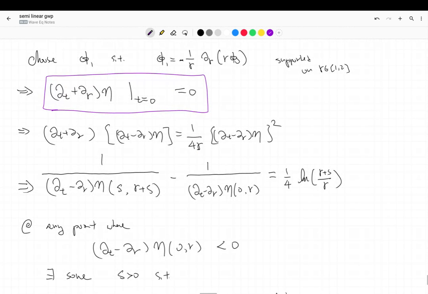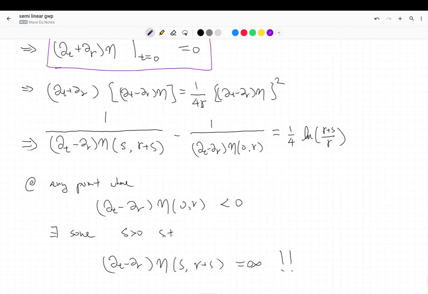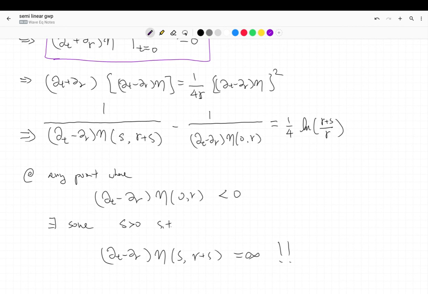All right, so what is the upshot? The upshot is that the equation satisfied by the quantity (∂t minus ∂r)η is essentially a Riccati equation. You have your derivative equal to something squared. It is well known that Riccati equations, for initial data with the correct sign, are going to blow up in finite time. So in particular, if you know that (∂t minus ∂r)η at time t equal to 0, at location r, is less than 0, then under our assumption this tells us that (∂t minus ∂r)η at some positive time s, at location r plus s, is going to become infinity.